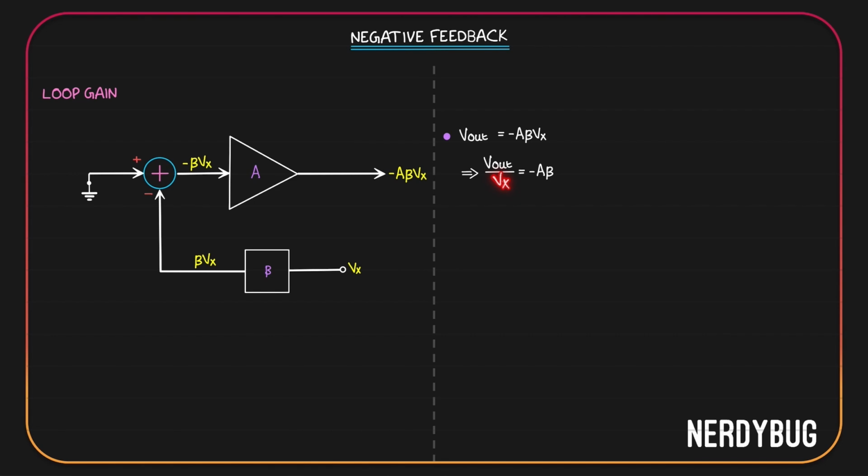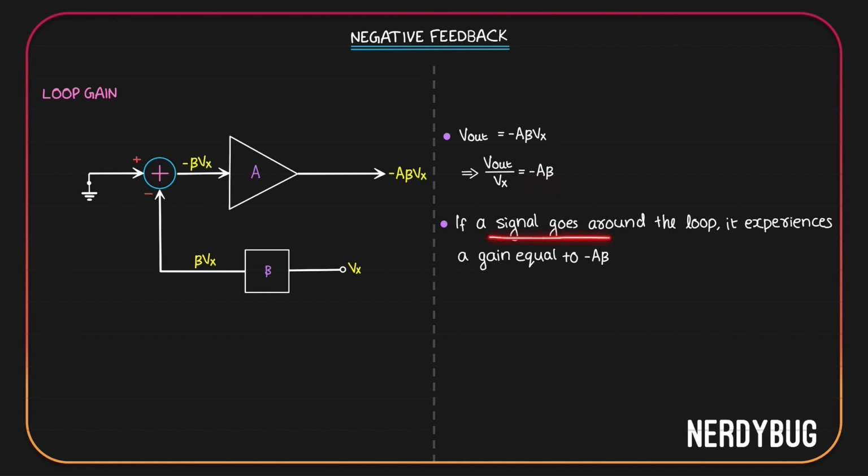Vx, which is the input we gave to the loop, gets multiplied by minus A beta. The conclusion we can make from here is this. If a signal goes around the loop, it experiences a gain equal to negative A beta. This is what we call the loop gain. Clearly, this is different from the closed loop gain. It is also different from beta, which is the feedback factor, which is also the gain of the feedback network. Loop gain is the gain experienced by a signal if it goes around the loop.